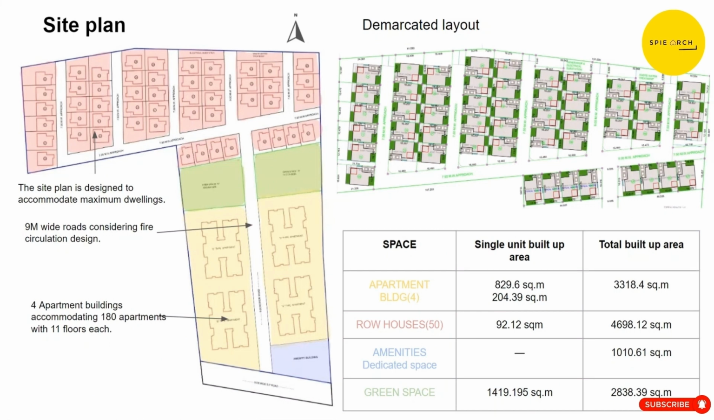In the site plan, the site's linearity was very well used. The design accommodated maximum dwellings in that way. The row houses were placed at the back, and the apartments were in the front. The area of apartments was about 829 square meters, and row houses 92.12 square meters for a single unit. And the same design was repeated in this one as well. Next slide.